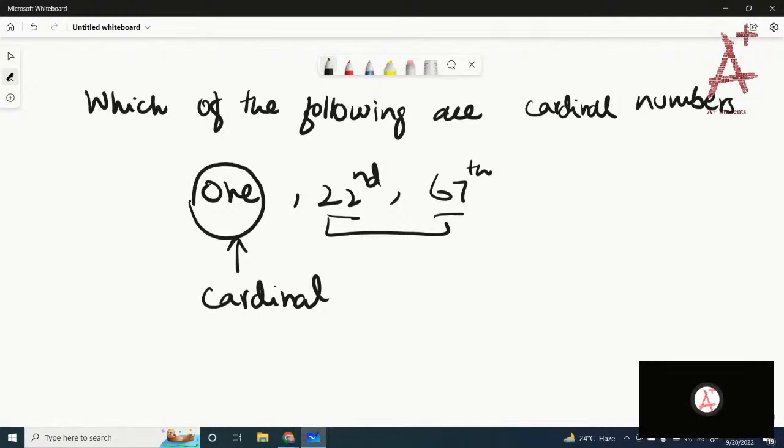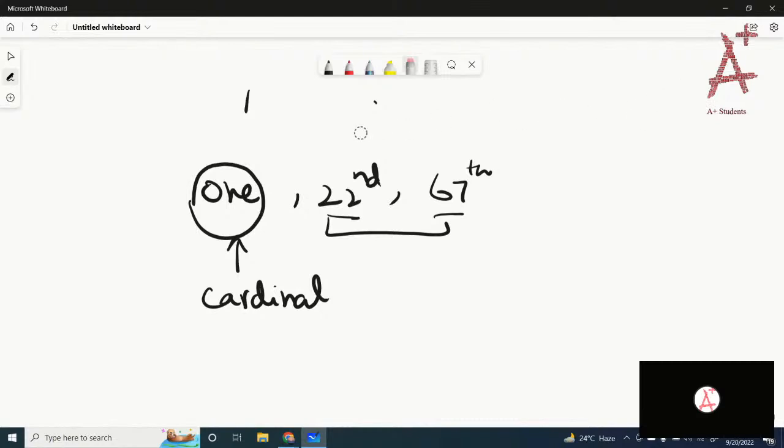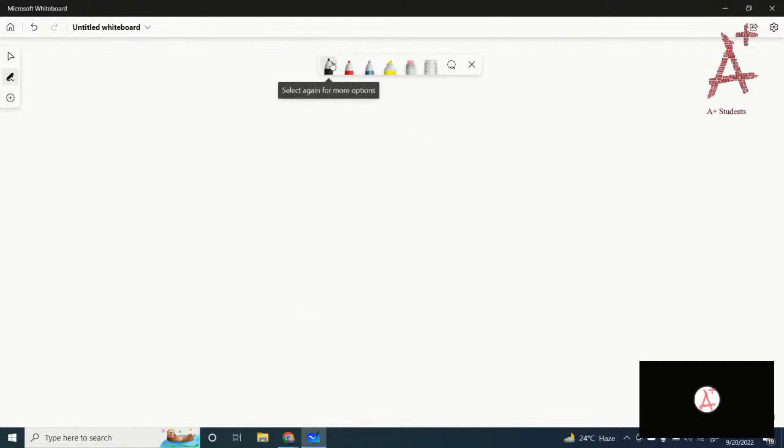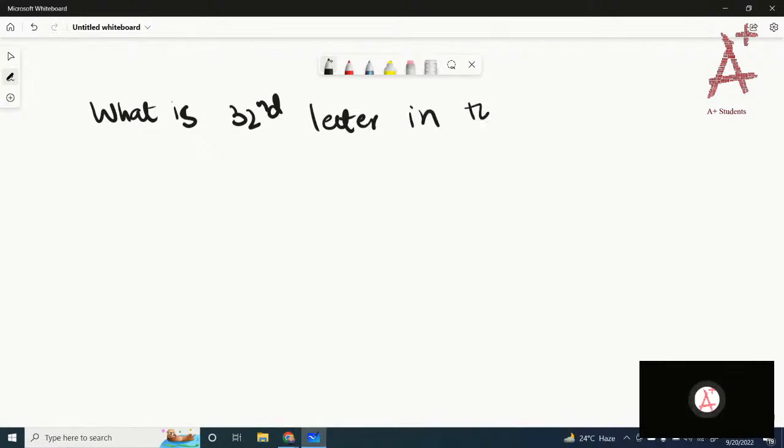Okay, let's do another example. Write the 32nd letter in the passage. What is the 32nd letter in the passage? Okay, let me write down the passage.